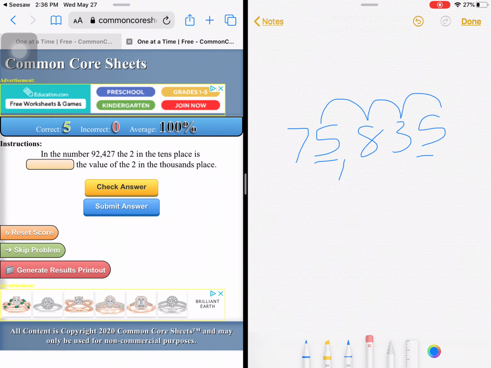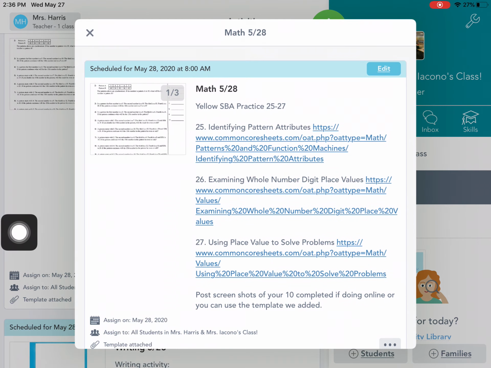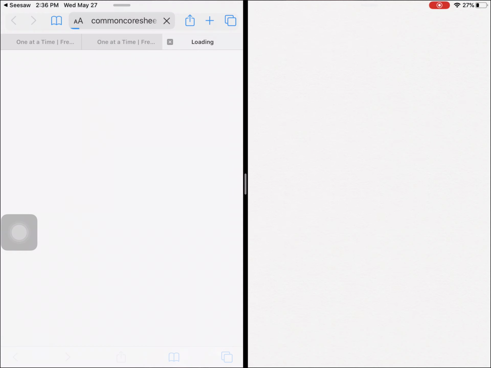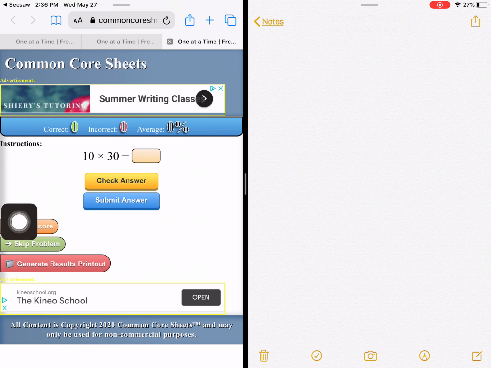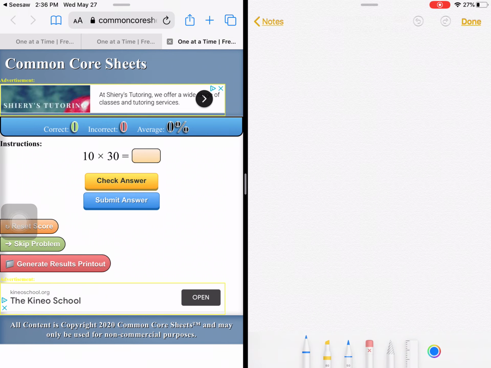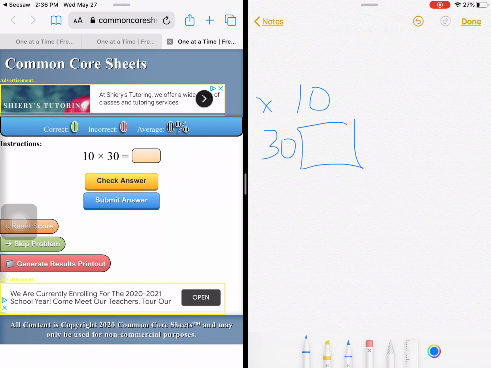Let's erase this. We're going to go back to Seesaw, and we're going to see what the next one is. So it says using place value to solve problems. So again, we're going to think about place value, and we're going to solve multiplication problems. So we're going to do 10 times 30, and I'm going to use an area model.